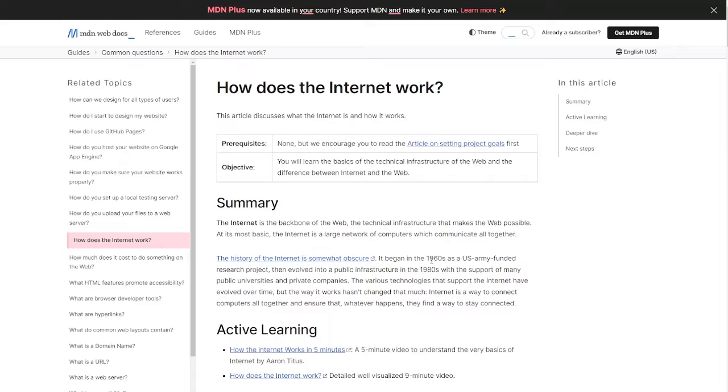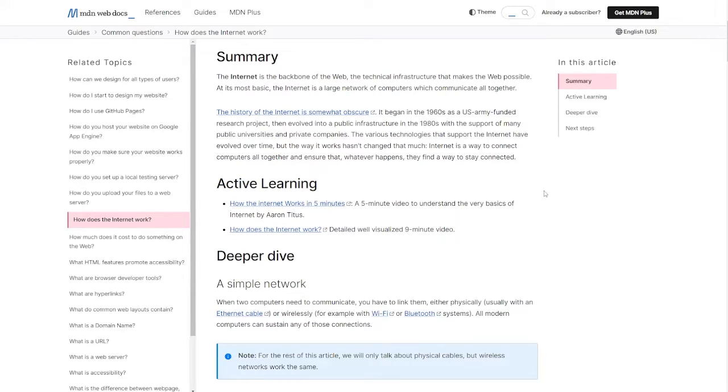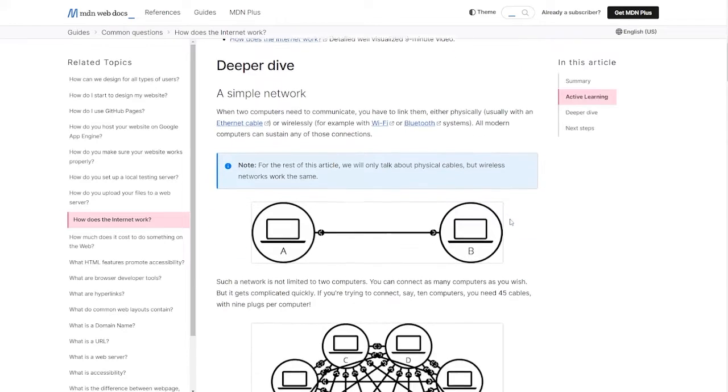The history of the internet is somewhat obscure. It began in the 1960s as a U.S. Army-funded research project, then evolved into a public infrastructure in the 1980s with the support of many public universities and private companies. The various technologies that support the internet have evolved over time, but the way it works hasn't changed that much. The internet is a way to connect computers all together and ensure that whatever happens, they find a way to stay connected.